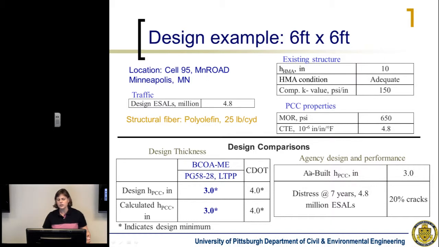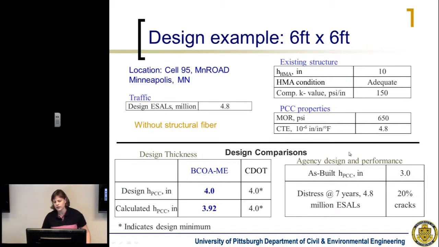Just to give you an example of how the fiber does influence the thickness, if we did not consider fiber for this exact same design, then we would have predicted a necessary thickness of 4 inches. And we don't know how it would have actually performed without the fiber, but you do see that in this scenario we needed another inch without the structural fiber. And it is more influential with these thinner overlays that we're looking at, 3 inches and less.